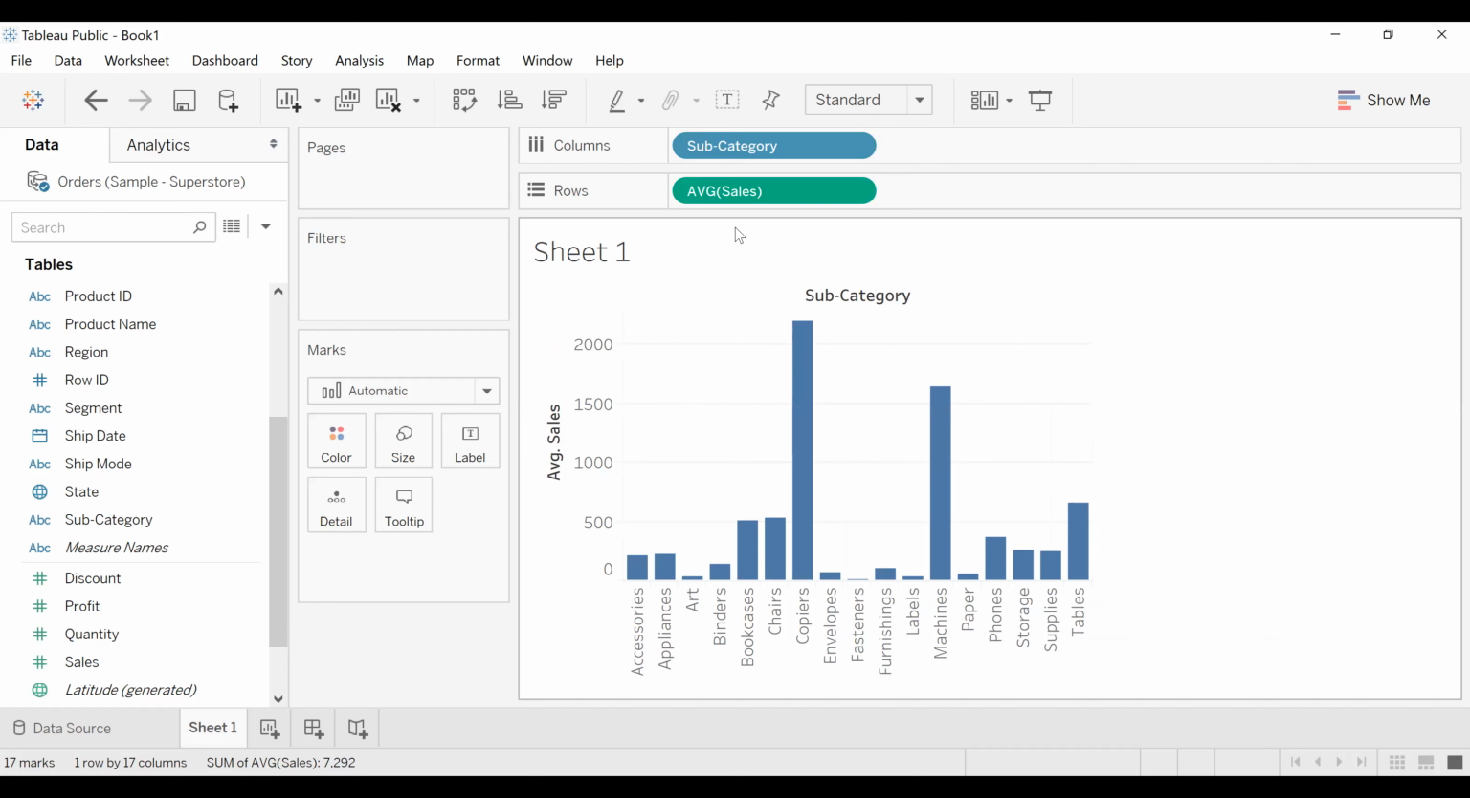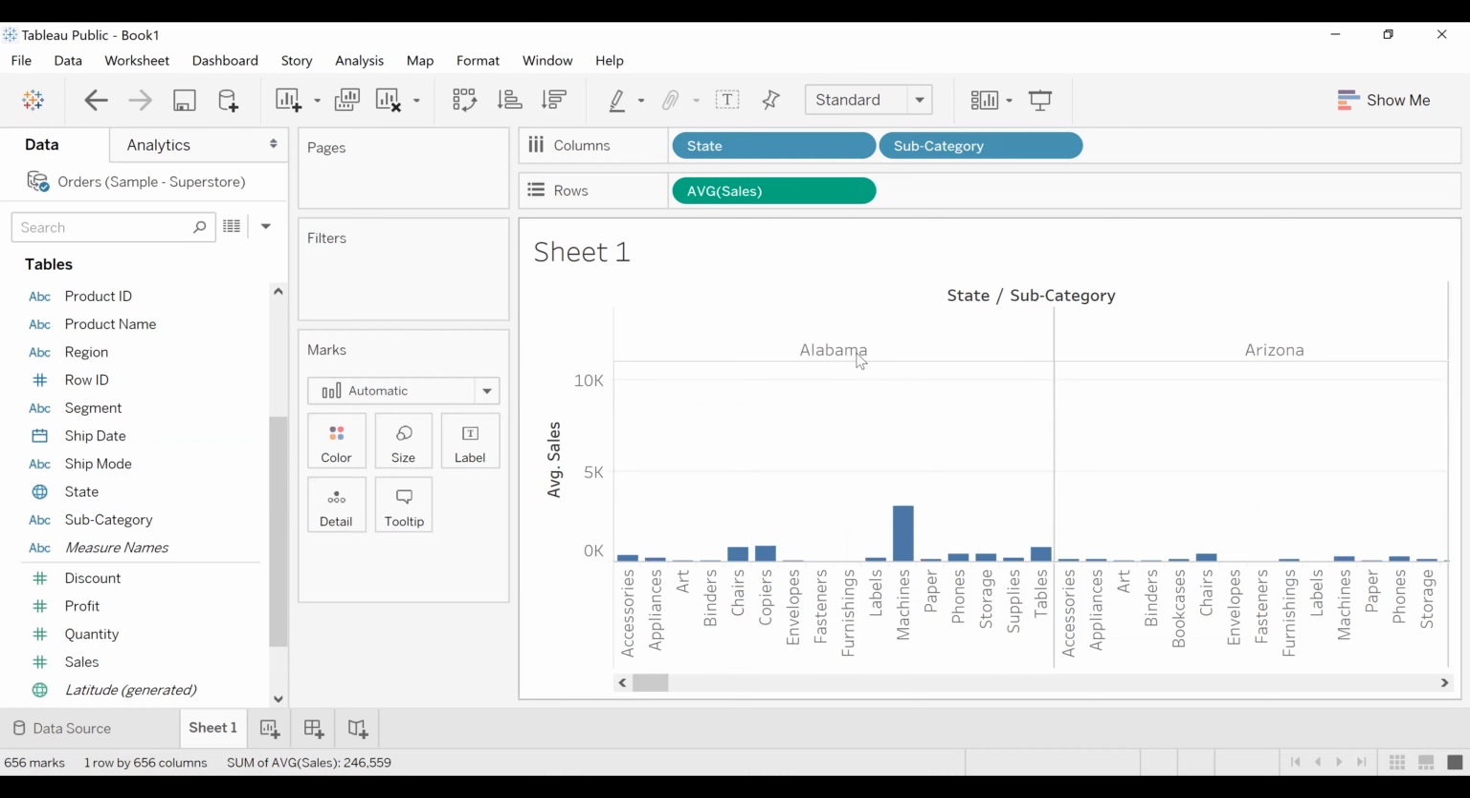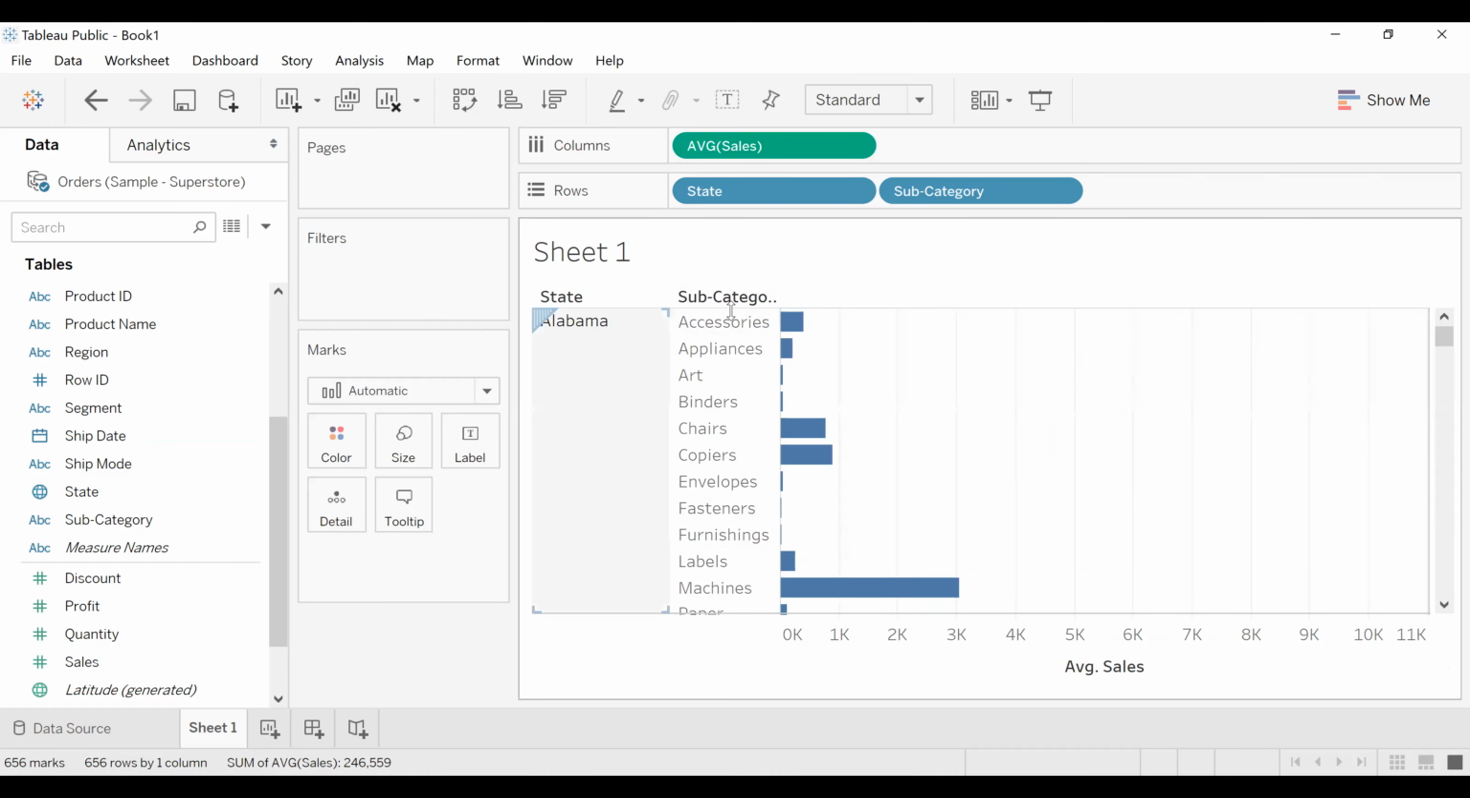If you see, we did the average of sales that is showing up. Let me bring state also somewhere in the graph. Now we will see the data being split up by the state. Under the state, all the categories show up, and for each category it shows the average sales.